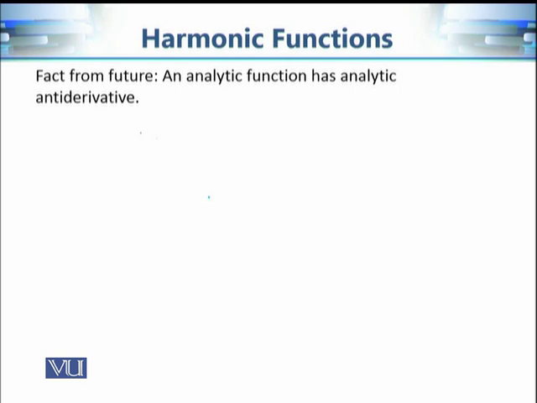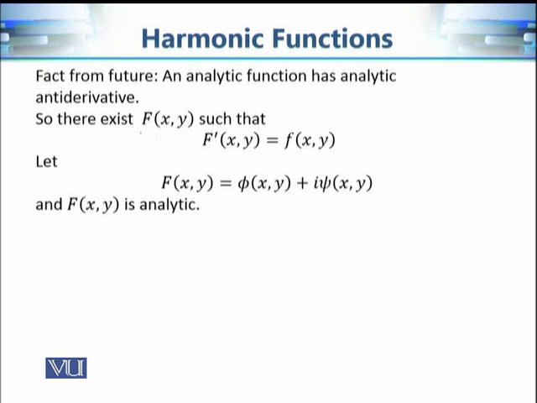To calculate that, we are going to need a fact from the future, that if we are given an analytic function, then it has an analytic antiderivative. So analytic functions have analytic antiderivatives. We are going to prove this fact in future. Now let's use this fact over here. We know that this f of xy is an analytic function, so it must have this analytic antiderivative. So there exists this capital F of xy such that when we take the derivative of this capital F of xy, it gives us f of xy.